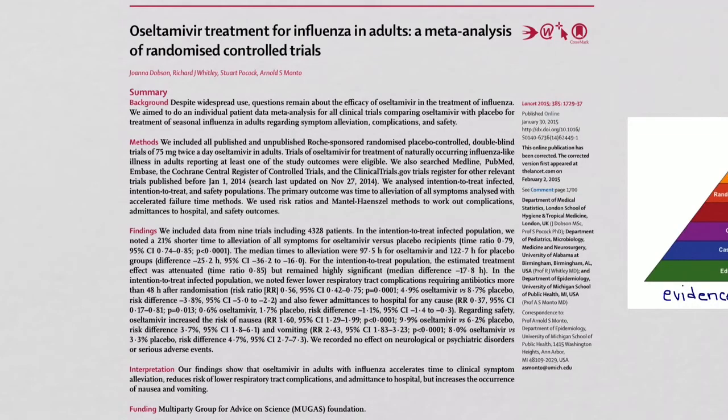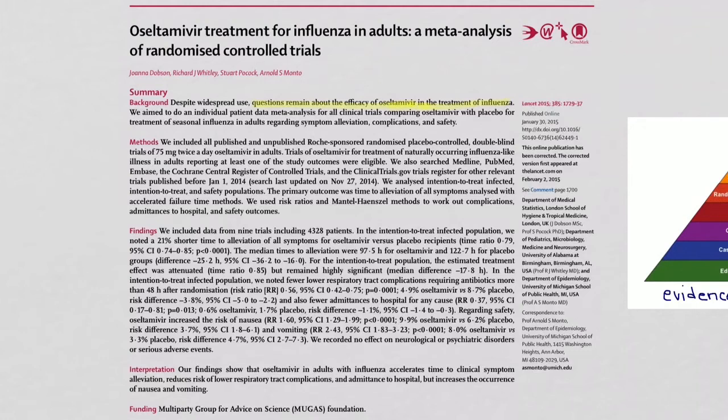Okay, so let's go back to the paper and look at the abstract. Reading the abstract is one way of getting a really quick overview of what the paper is about. Starting with the summary, we can see that the reason they did the study is because questions remain about the efficacy of oseltamivir in treating the flu. Okay, so then we can skip down to the methods.